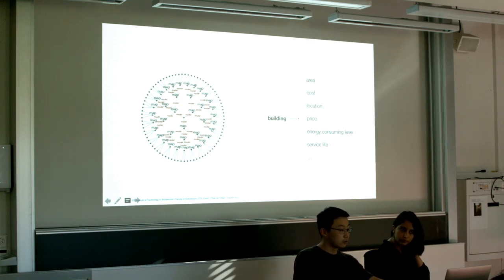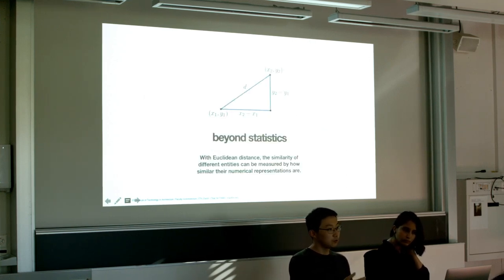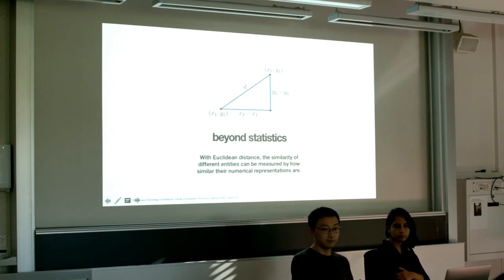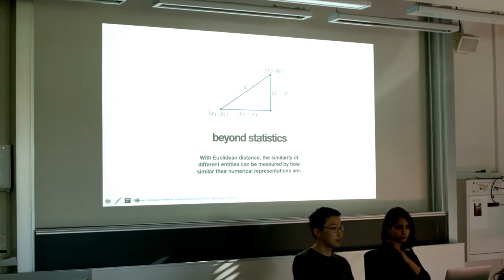And the interesting thing is, imagine if we do the same measurement for all the buildings of Zurich, or for all the buildings of Switzerland. Then we get a collection of buildings measured in a similar way. From this collection of data, we can not only do statistics, for example calculating the mean, the average area of all the buildings or the average height. But we can also compare buildings by measuring how similar their numerical representations are.